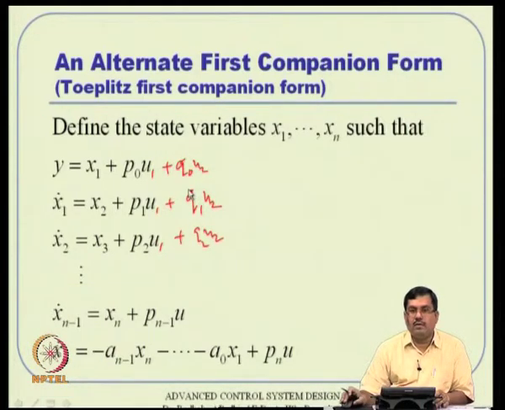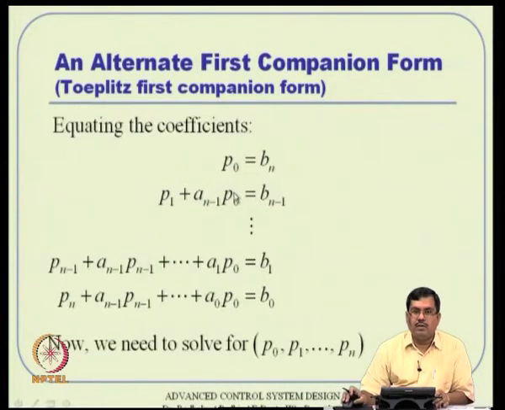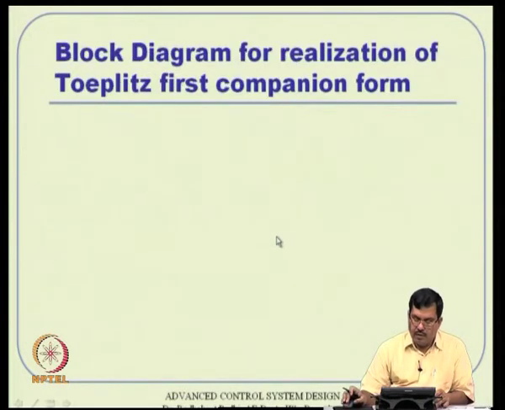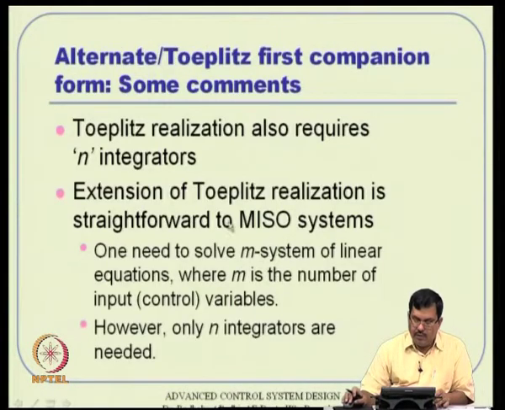So, the extension, the analysis will be fairly straightforward. I will end up with two sets of equations like that, but both the sets will lead me to this Toeplitz matrix and all that, where the solution is guaranteed to exist. So, this particular form is very nice to extend to multiple input but single output systems.